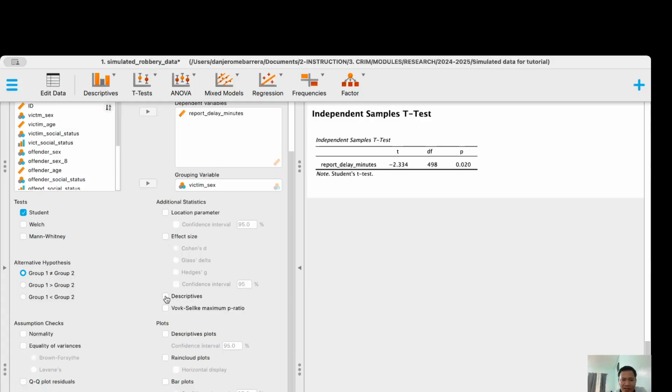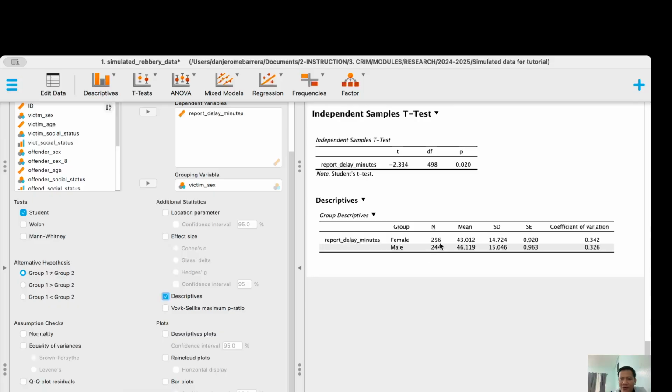Descriptives, check it. So we have now the result here for descriptives. Female and male. There are 256 females in the data, and male victims 244. The mean or average reporting delay for female is 43 minutes, and for male 46 minutes. So that's the average. So the average for male is higher than female.